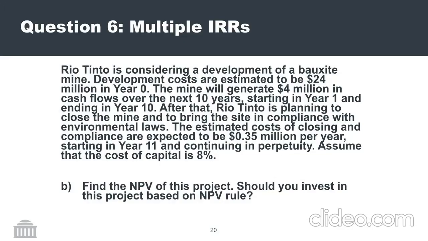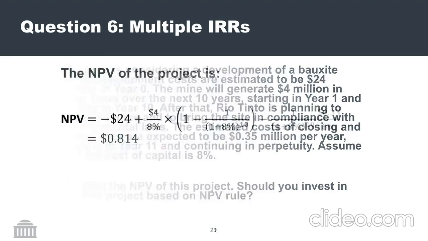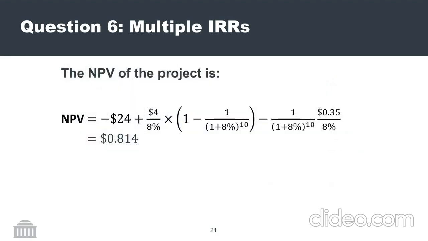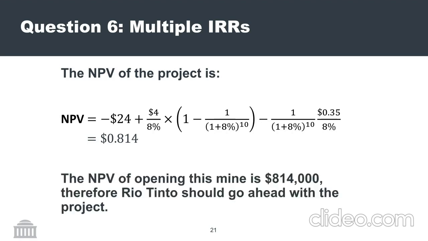The second part of this question asks us to find the net present value and ask whether we should invest in this project based on the NPV rule. Well, the NPV of this project is simply this expression. It's the same expression that we just used to find the internal rate of return, but here we're just using the cost of capital of 8%. Turns out that the net present value of this project is $814,000. Therefore, Rio Tinto should go ahead with this project. This contradicts the answer that we received based on the internal rate of return rule.